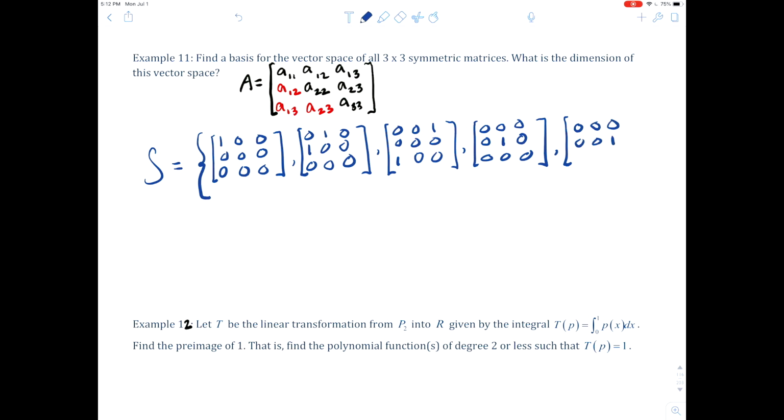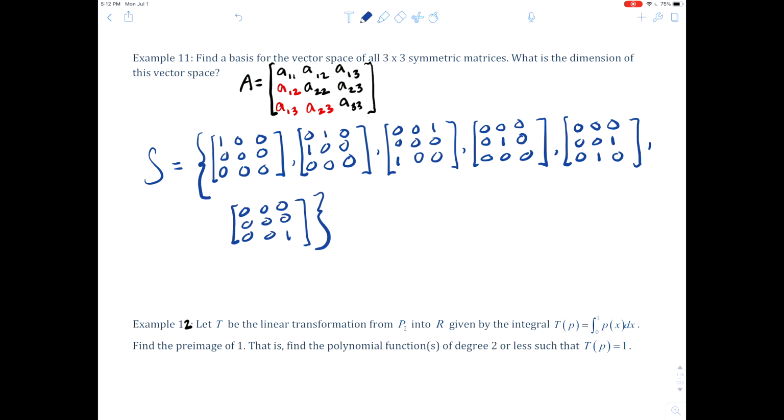I don't think we've done that yet. Nope. So then we'd have 0, 1, 0. And then what would our last one be? 0, 0, 0, 0, 0, 0, 0, 0, 1.